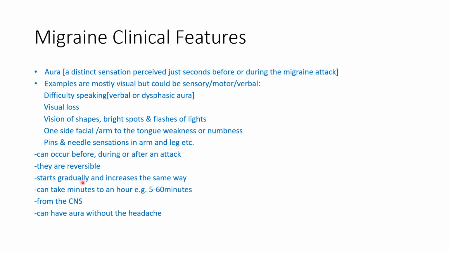And it starts gradually and increases the same way. It means it increases gradually. It can take minutes to an hour. For example, aura could last between 5 minutes to 60 minutes. And of course, it's from the central nervous system. It can have aura without the headache. I've explained that just a while ago. You can pause and rewind under the definitions. Aura without headache.